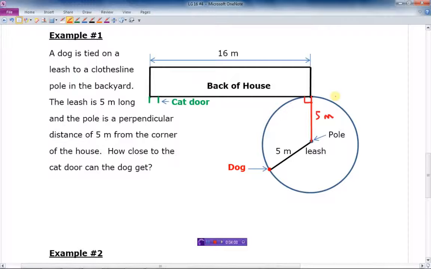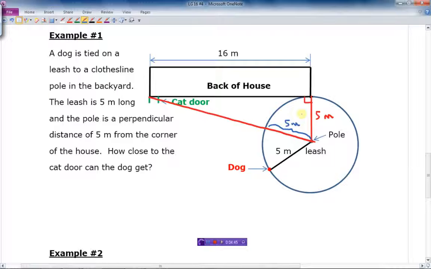Now it says the pole is a perpendicular distance of 5 meters from the corner of the house. How close to the cat door can the dog get? So if the cat door is at the corner of the house over there, that basically is going to be 16 meters away. So let's draw that in here just to get an idea of where it is. Okay, so there it is. Now how close can the dog get? Well, we know that from here to here is 5 meters.